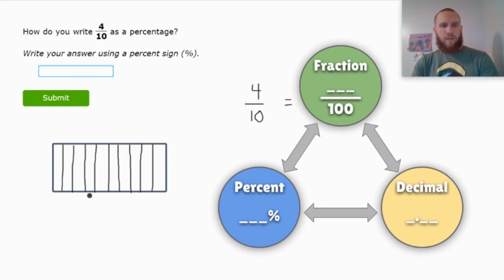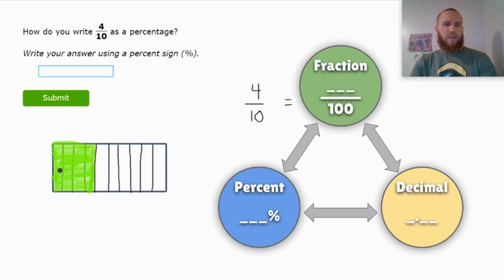So what I'm going to do is I'm going to shade it in. Okay, so I shaded this in. 4 out of 10 pieces is shaded. That is the fraction. And so what I'm going to do is I'm going to think about this, and I think, okay, well, it's not asking me out of 10 pieces, it's asking me out of 100 pieces for the fraction and the percent. What is it out of 100?